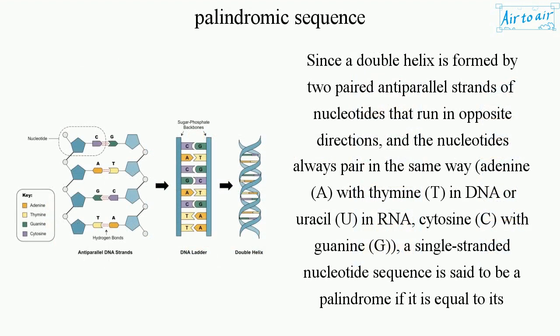Since a double helix is formed by two paired antiparallel strands of nucleotides that run in opposite directions, and the nucleotides always pair in the same way, adenine (A) with thymine (T) in DNA or uracil (U) in RNA, cytosine (C) with guanine (G), a single-stranded nucleotide sequence is said to be a palindrome if it is equal to its reverse complement.